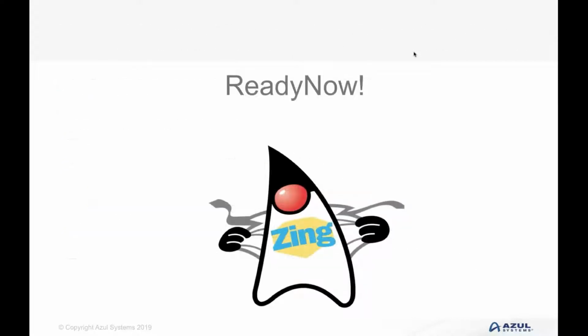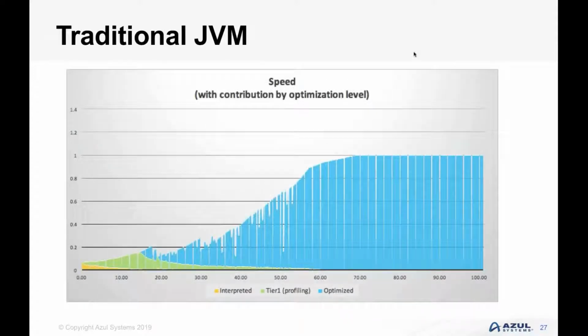Last thing I want to talk about is ReadyNow. And as I say, the idea here is to go back to our graph of performance and say, okay, so we've got this warm-up phase, warm-up time. That's how long it takes to get to the optimum level of performance for an application. The problem is that with an application, you run your application and you let it warm up and it runs and it's all good.